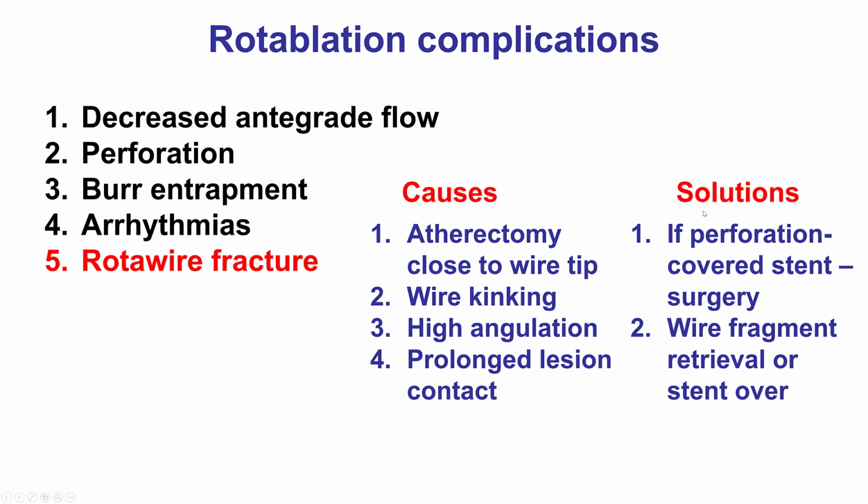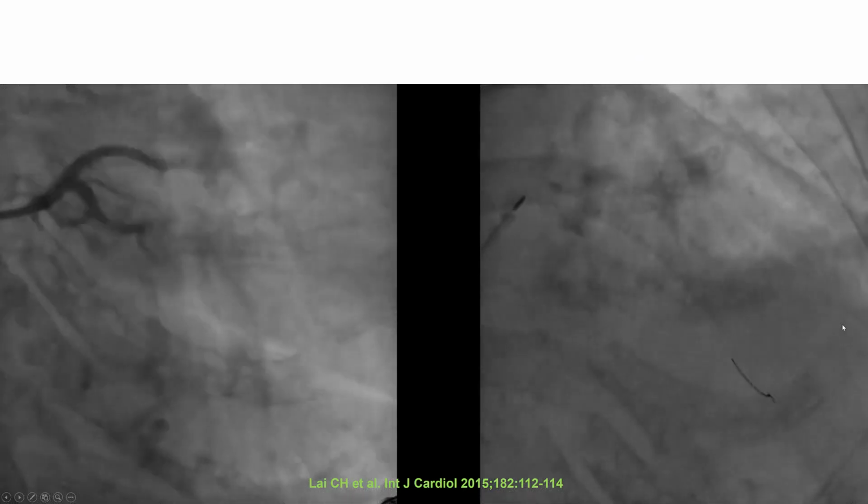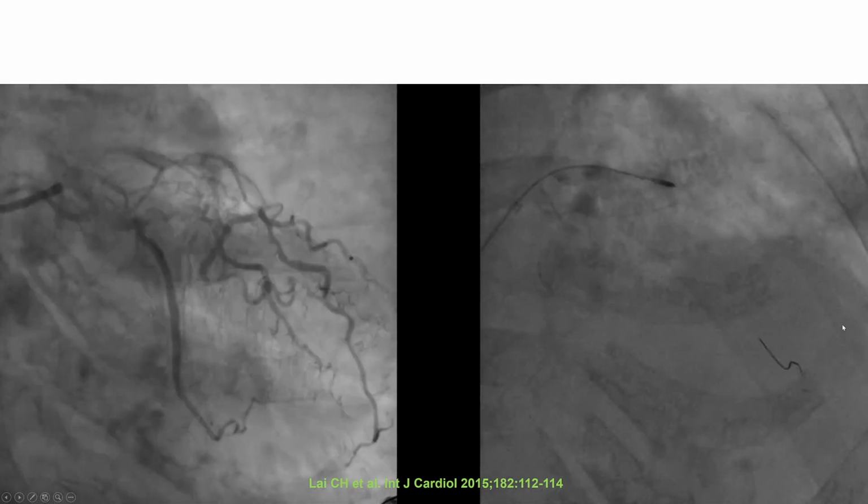If this happens, and there is fracture, if perforation happens, which is common, then a cover stent is needed or potentially surgery. These are massive perforations requiring immediate treatment. And then if this is not the case, then the wire fragment can sometimes be retrieved or a stent can be placed over that wire.